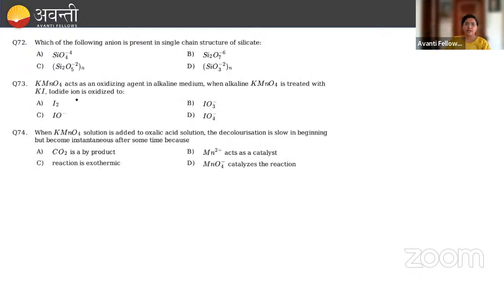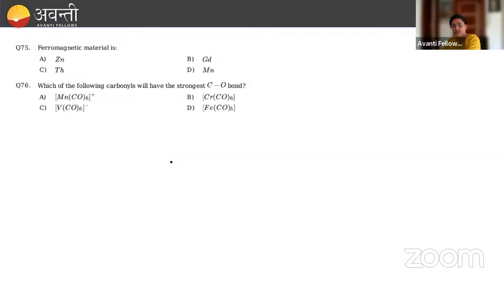Next, which of the following anions is present in single chain structure of silicates? Yes, single chain structure. This is the answer. KMnO4, we have solved this problem in the last paper also. KMnO4 acts as an oxidizing agent in alkaline medium. When alkaline KMnO4 is treated, iodide ion is oxidized to IO3 minus. Next. When KMnO4 is added to oxalic acid solution, the decolorization is slow in the beginning but becomes instantaneous after some time. Because it starts to act as a catalyst. Mn2+ starts to act as a catalyst, and that's why the reaction becomes faster.